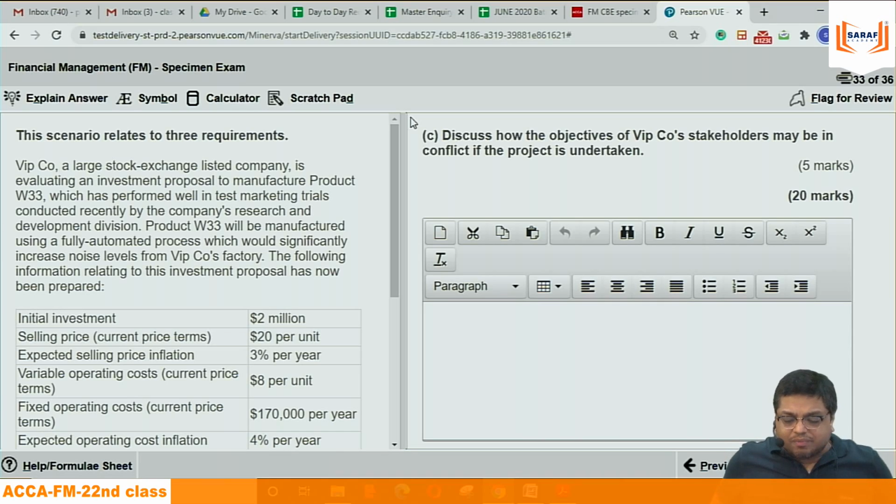Whenever we say a project is NPV positive, from the financial angle the project is acceptable. The magnitude of NPV also decides whether the project is acceptable. But from the non-financial angle, for the other stakeholders, we need to think whether the project is acceptable or not. Because a bigger company like us, a large stock exchange listed company, cannot only think about the shareholders' return. Even though they are listed, they need to think about all the stakeholders for their long-term growth.